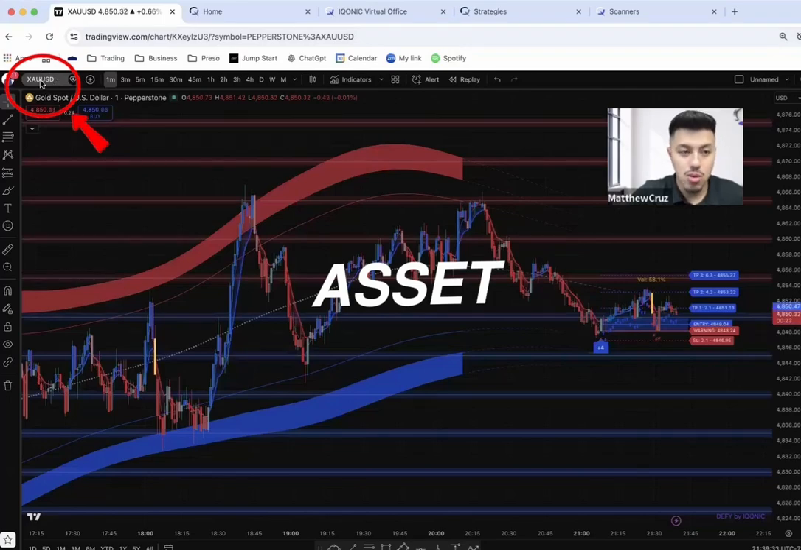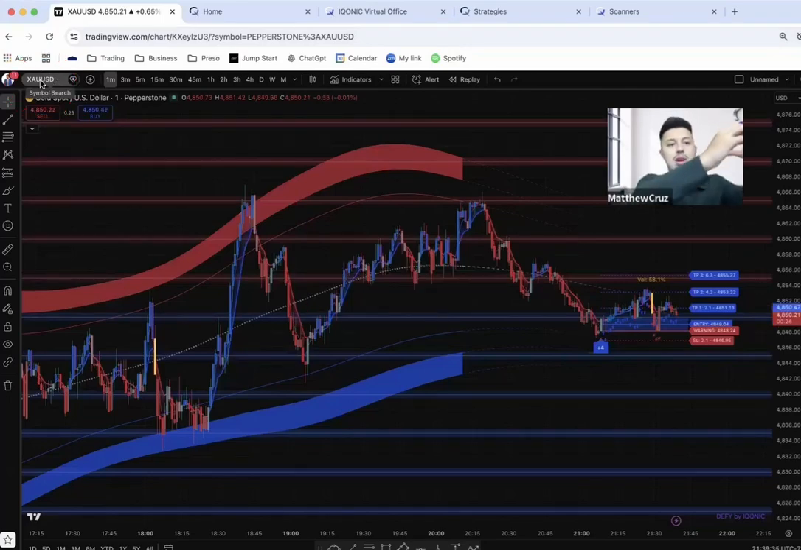First things first is what asset are you trading? Right now, I'm looking at gold. You can look at crypto, stocks, indices, commodities, currencies, whatever it is. For me, my favorite asset to trade is gold, and each asset has its own symbol. For example, gold is XAU USD.